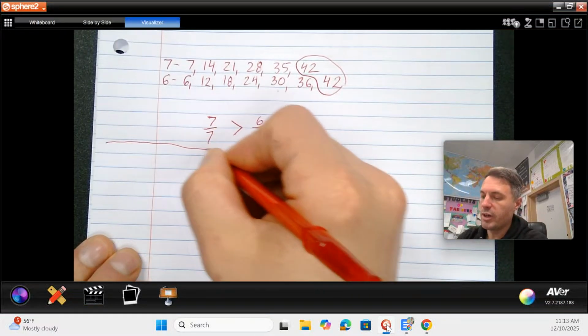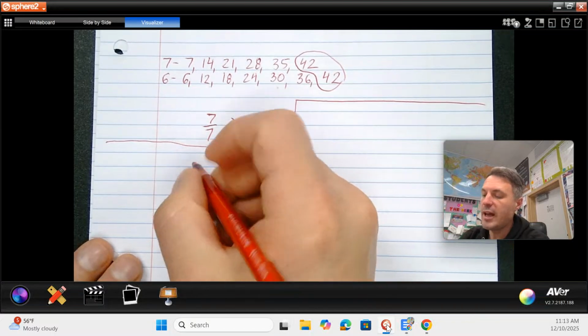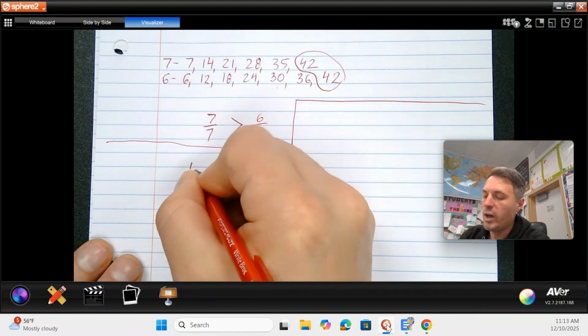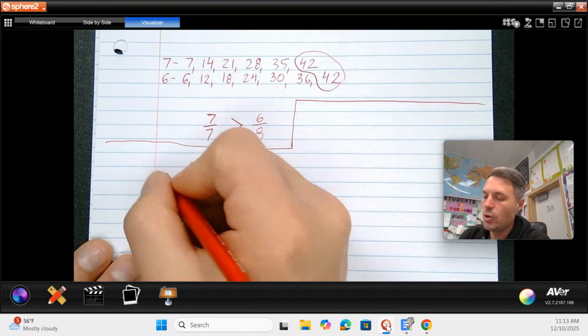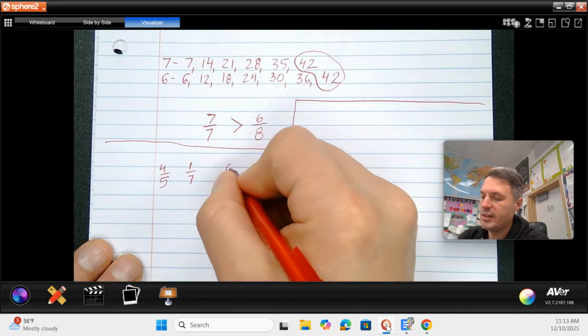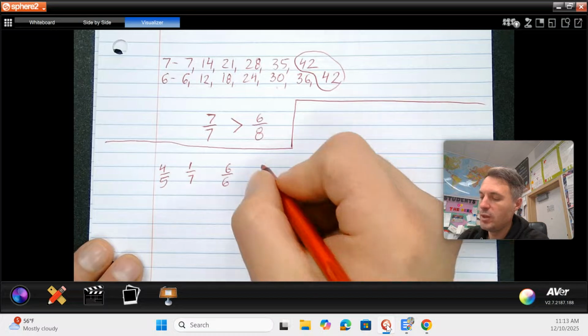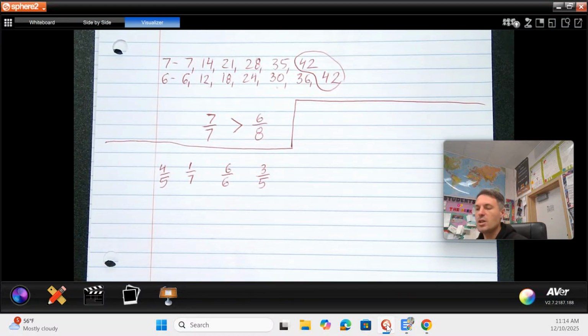Now what about ordering fractions? Let's box this off and do some more examples. Let's say we had 1/7 and we had 4/5 and we had 6/6 and we had 3/5. Okay, how do we put these fractions in order from least to greatest?